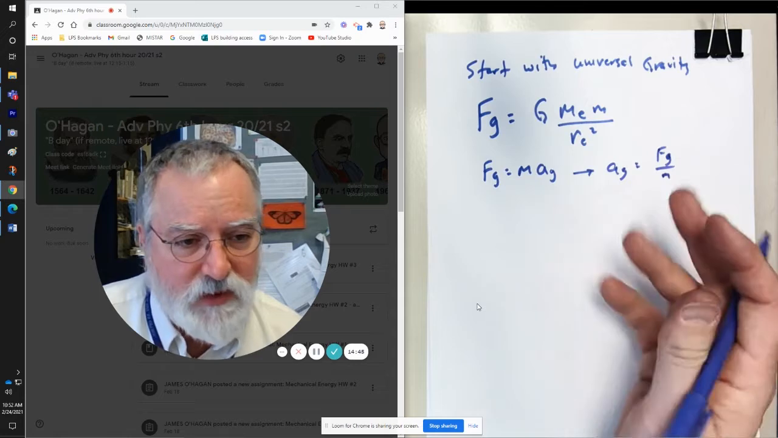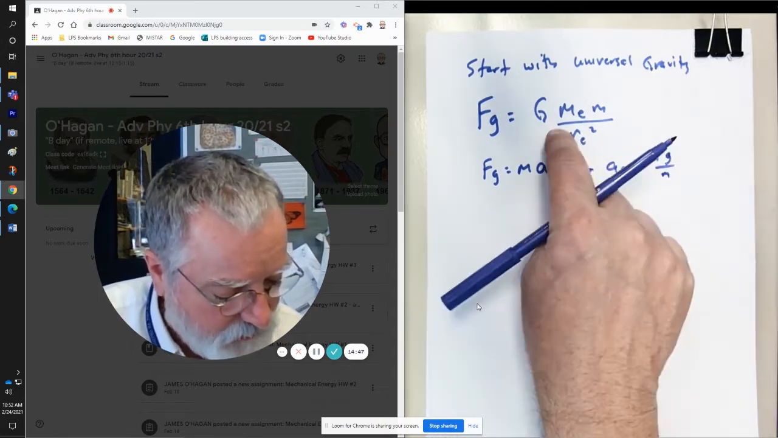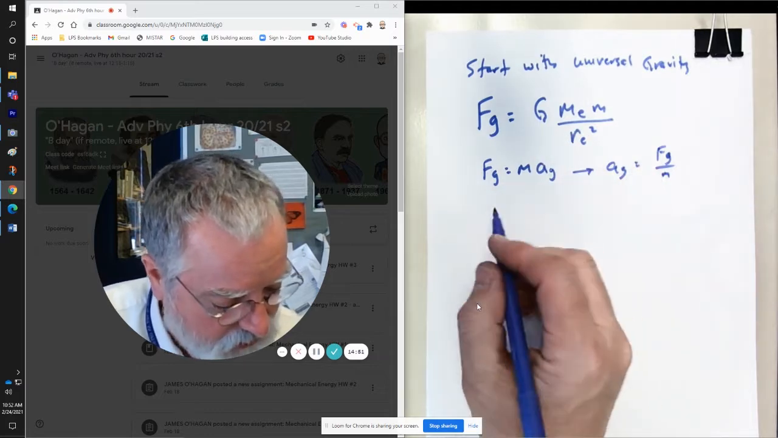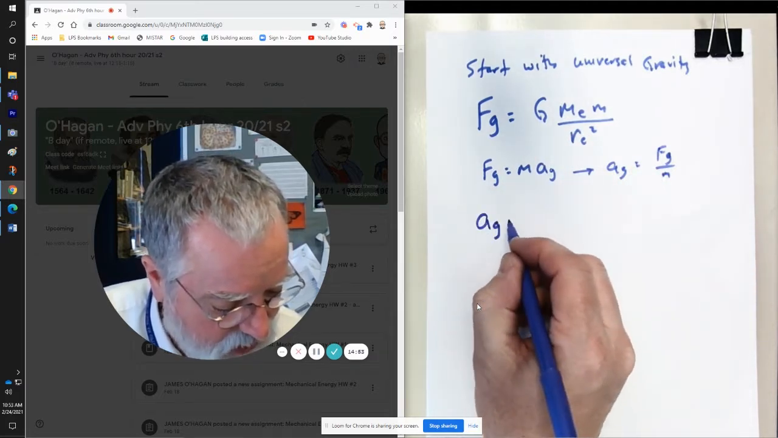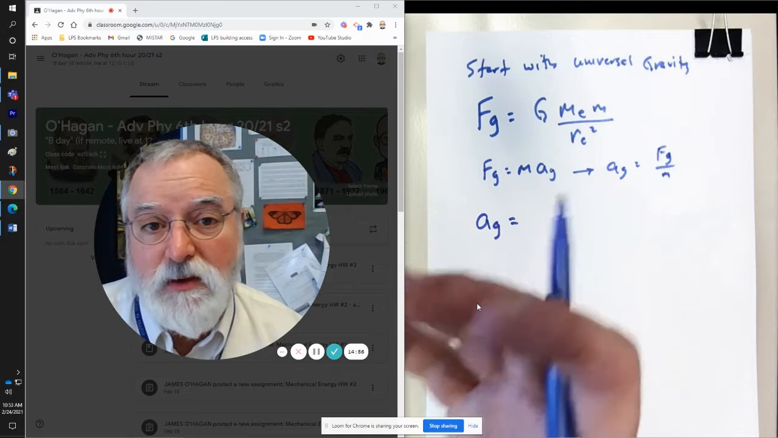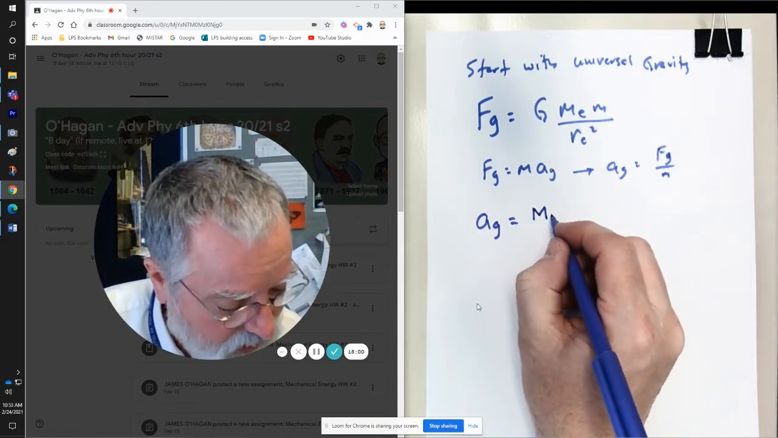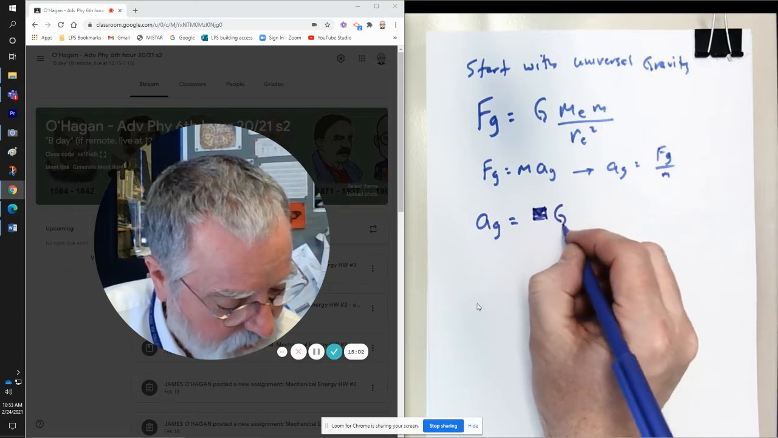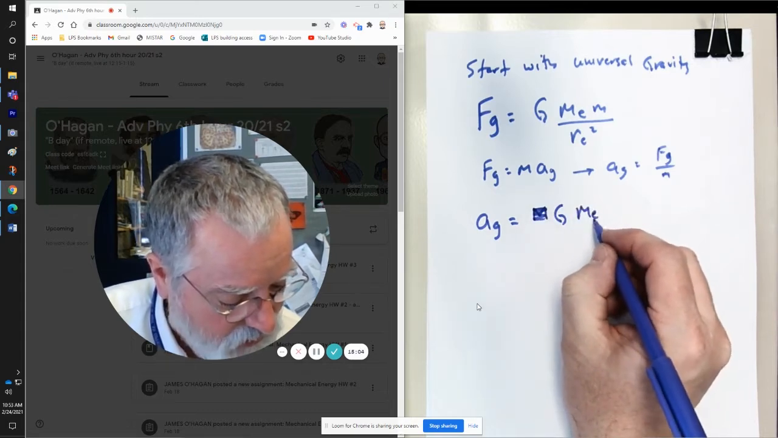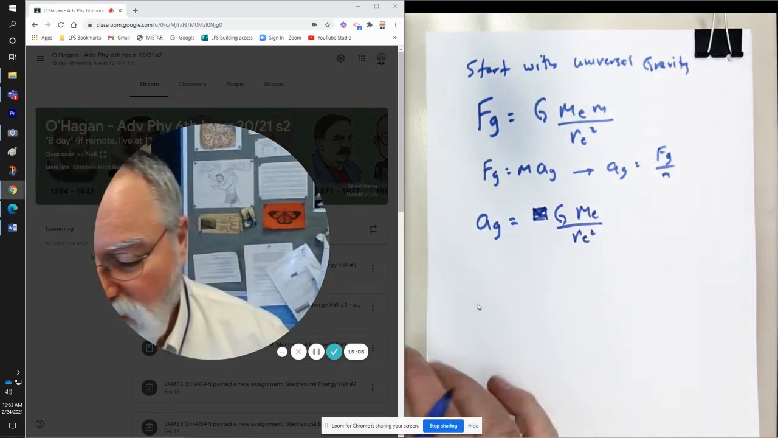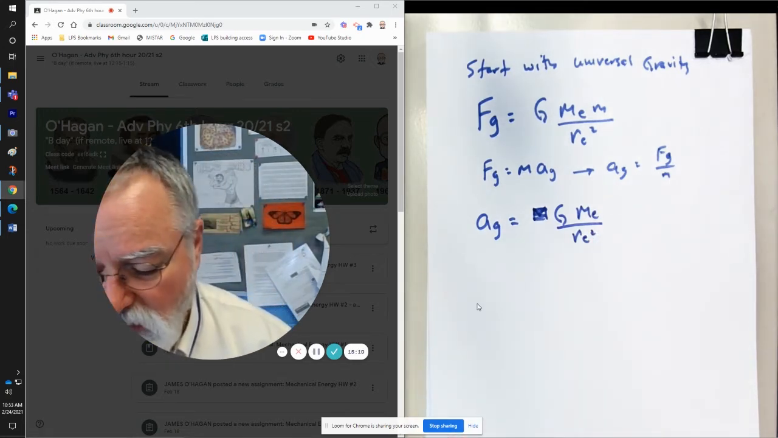That makes sense, just rearranging Newton's second law. Apply this up here. So basically, take both sides, divide it by the mass. So the acceleration due to gravity, based upon the Earth has mass and the other object has mass, is equal to big G, mass of the Earth, divided by radius of the Earth squared. Okay, so far, so good.